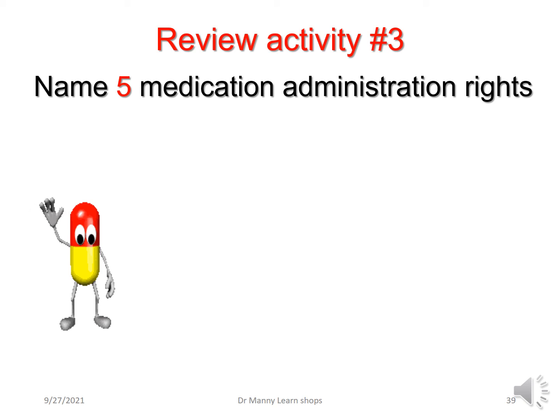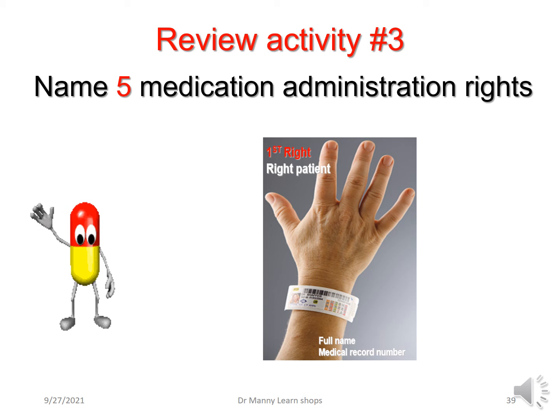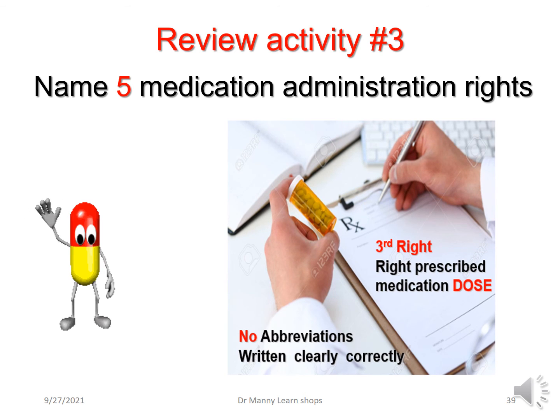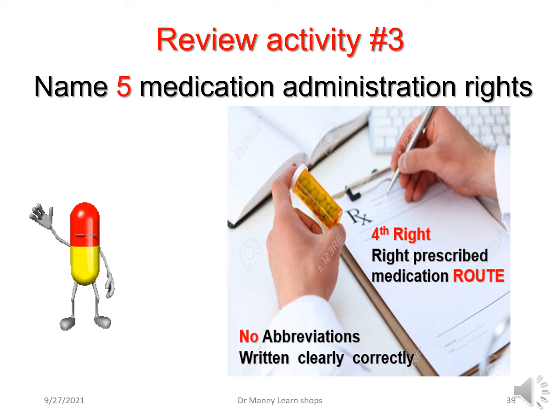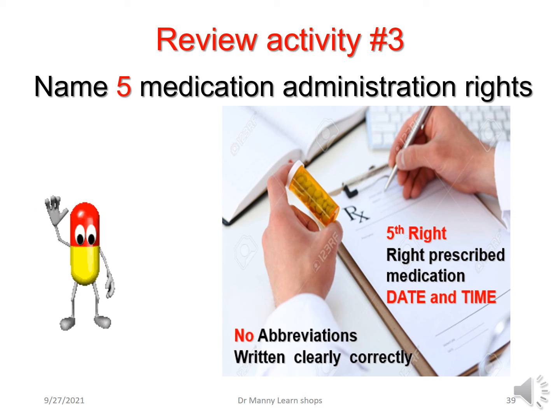Name 5 medication administration rights. The first one is identify the patient correctly. Right patient, full name and medical record number. The right prescribed medication is the second right. The right prescribed medication dose is the third right. The right prescribed medication route is the fourth right. And the fifth medication right is the date and time.